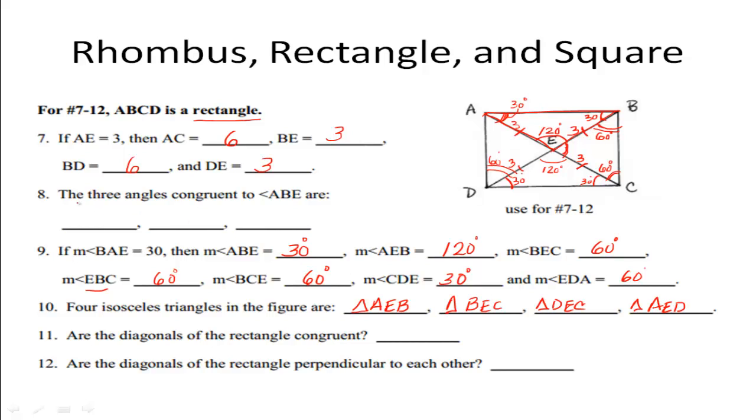Okay, this question here, the 3 angles congruent to angle ABE. ABE is right, this one. 3 angles that are congruent to that one. Well, you have angle CDE congruent, you have angle ECD, and you also have angle BAE. Okay, they're all 30, so you would list all those 3 angles. Are the diagonals of a rectangle congruent? Yes. And are the diagonals of the rectangle perpendicular to each other? No. And there you go.